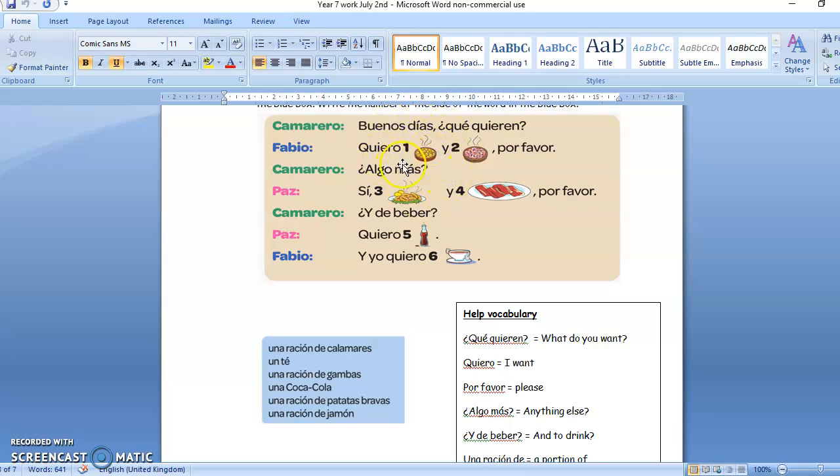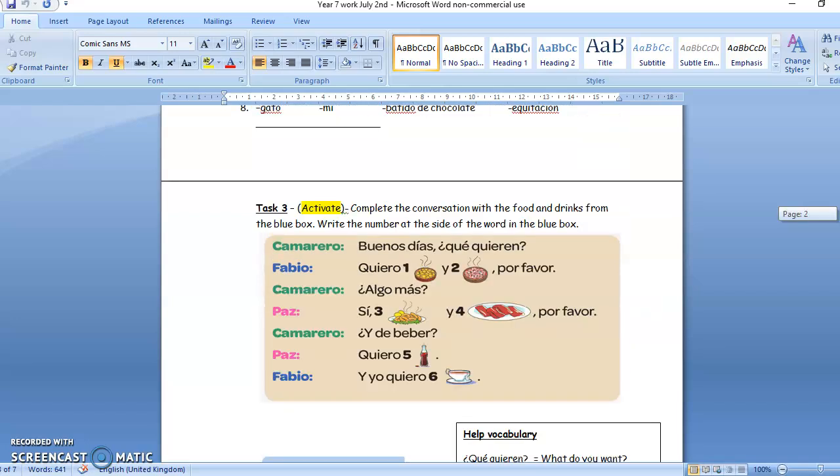here. So number 1, which one do you think this is? If you thought it was una ración de jamón, you put number 1 here. And so on. So una ración, by the way, means a portion of. So that is task 3.